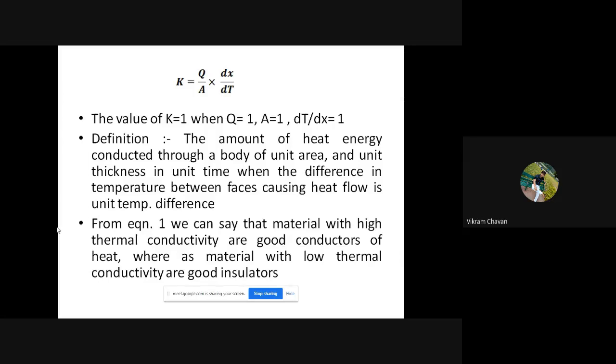Heat transfer. Whether my voice is audible and can you see my presentation? Please let me know. Yes, sir. Okay, thank you. Thank you.